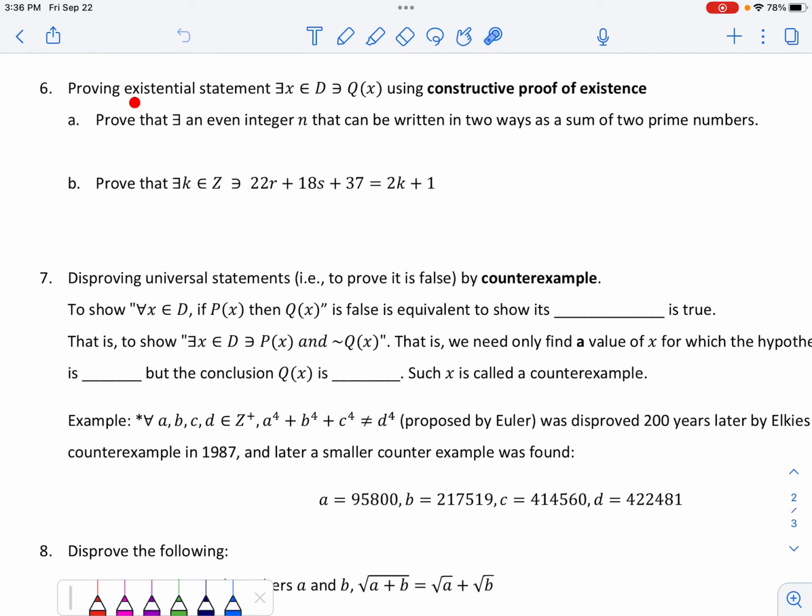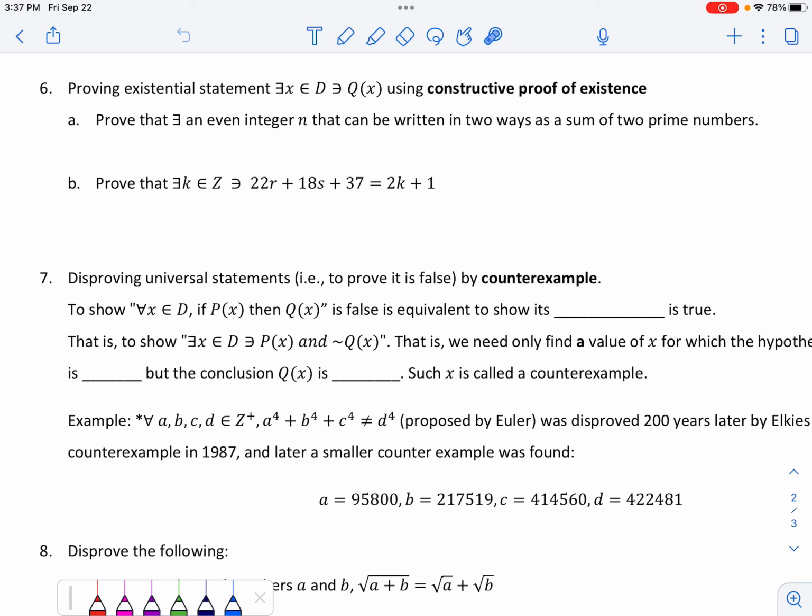Let's prove existential statements of this form: there exists x in D such that Q of x. Because this is an existential statement, how do we show that an existential statement is true? That means just look at its quantifiers. If you are able to find such an x so that this is true, then you successfully prove that this statement is true. So in other words, you really need to just find it.